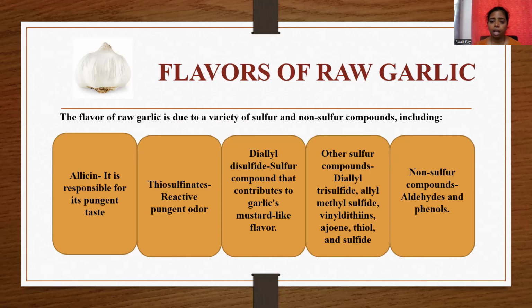Other than that, other sulfur compounds like diallyl trisulfide, allyl methyl sulfide, vinyl dithiins, ajoenes, thiols, and sulfides are also present. Now, the non-sulfur compounds like aldehydes and phenols are also a part of the garlic, but they are present in much lesser amounts as compared to the sulfur compounds.